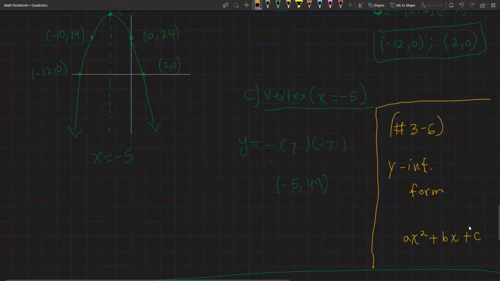So just to clean that up, this is the end of this practice. And just to talk about these ideas of X-intercept form and Y-intercept form was the main new thing to discuss here.